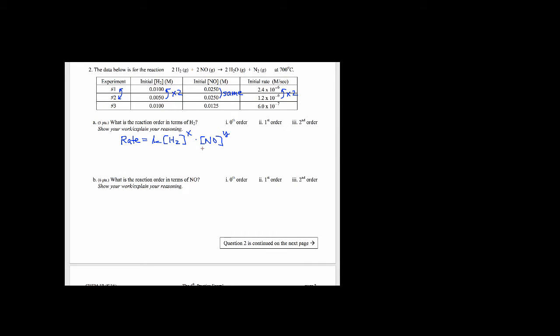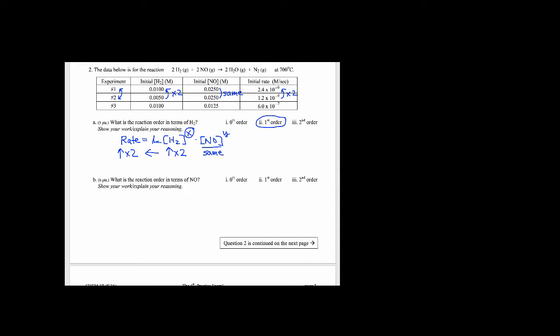And so what this tells us is if we keep the concentration of NO the same, that means this isn't changing. And if we increase the concentration of H2 by a factor of 2, and that has the result of increasing the rate by a factor of 2, then that must mean that this exponent x is equal to 1, and this reaction is first order in H2. This is direct proportionality. If we increase the concentration by a certain factor and it increases the rate by the same factor, then that means that the exponent is 1.